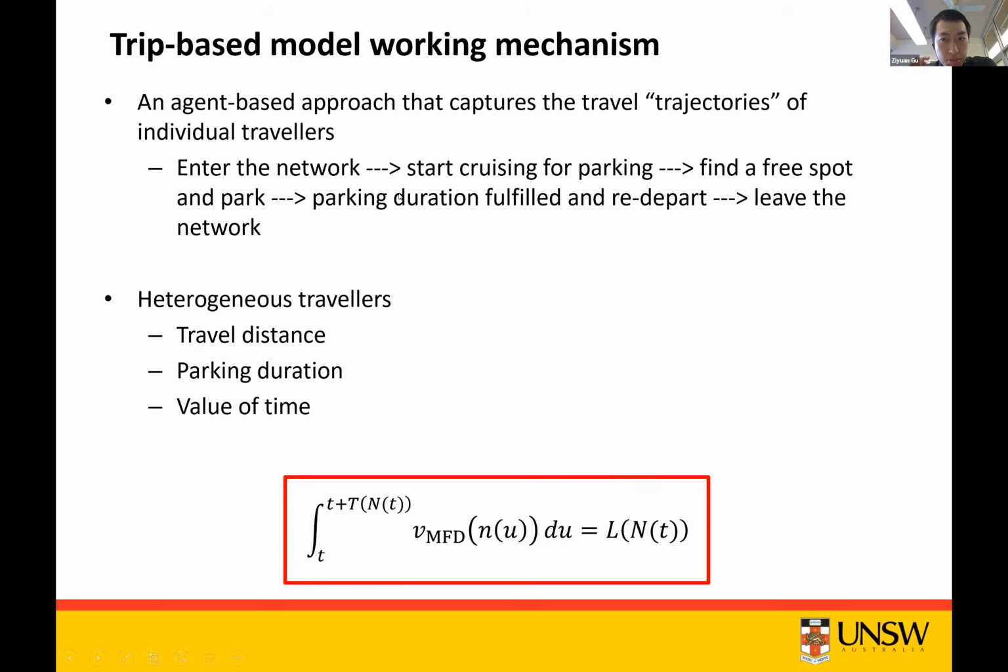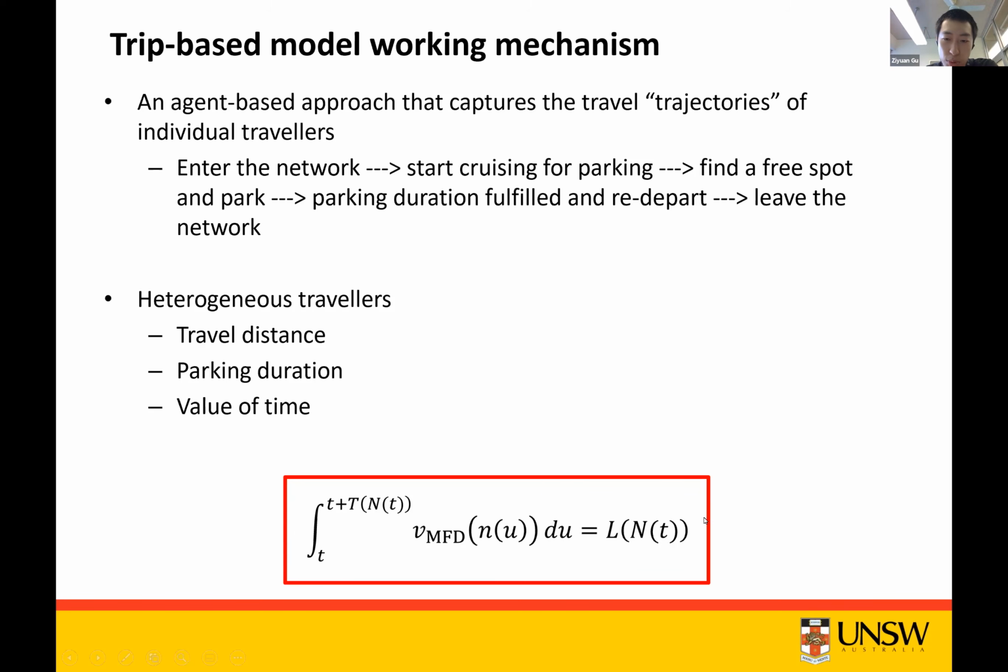The trip-based model is actually simulating this event trajectory of every individual traveler. And because of its individualization, we can account for heterogeneous drivers in the network. For example, we can account for travel distance, parking duration, and value of time. Of course, there is a bit of math behind it, but again, details will not be discussed.